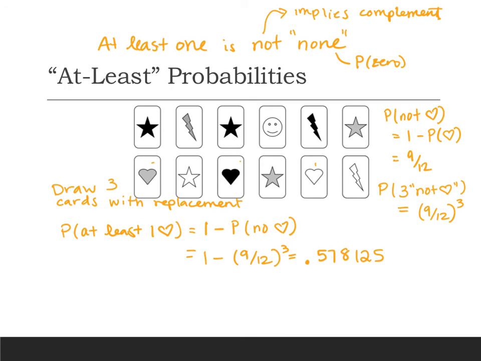So notice that we did the complement rule 2 different times. So we had to figure out at least 1 heart. Well, that was going to be a complement rule here. But then for no hearts, we had to do that again in order to get that number there. So these can sometimes have an extra step in there with that extra complement rule.